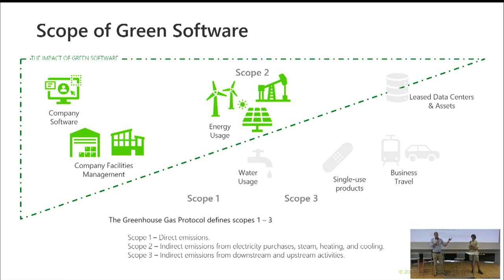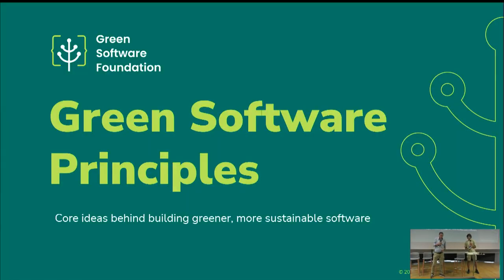What we see is that in all three of those scopes, there's going to be an implication with software. And what we're here to do today is to talk to you about that and the fact that obviously if you have an impact on software, you have an impact on all three of those scopes, and therefore you've got a way of really making an impact on the carbon footprint on the environment. So I'll hand over to Szymon for the green software principles.